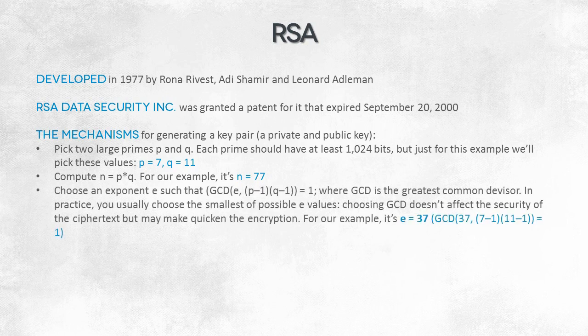The next step is to find an exponent e that satisfies an equation where the greatest common divisor of the exponent and the product of the two primes minus 1 will be 1, as in the following formula. This equation has many solutions. In practice, the smallest found e is usually chosen. The value e has no bearing on the security of the ciphertext. The smaller it is, the faster the encryption will be.